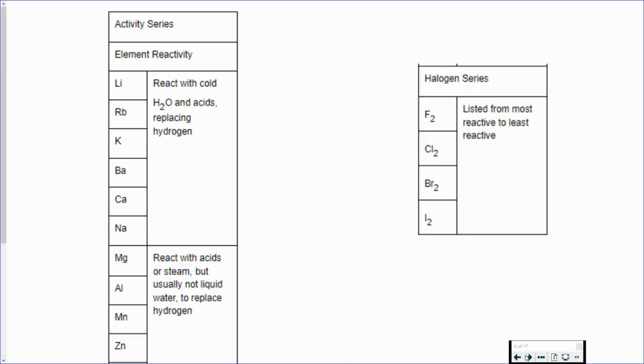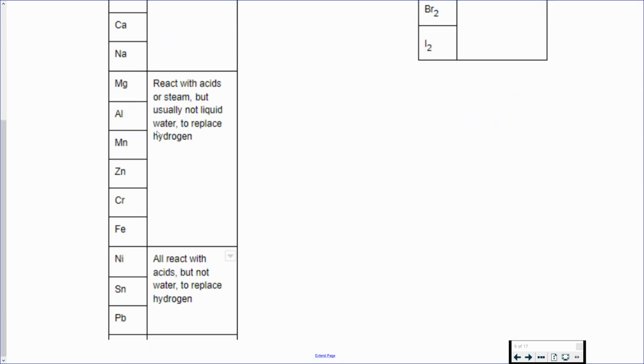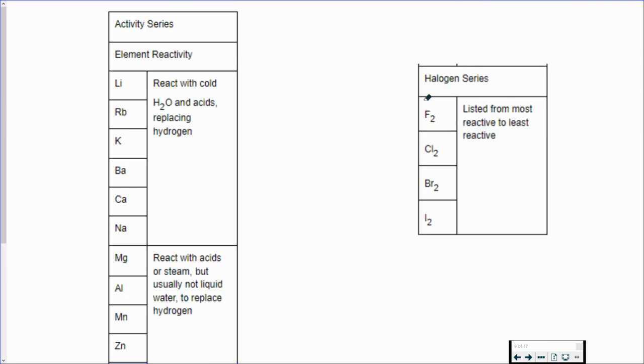So let's talk about the activity series. Right here, I took some shots of what the activity series looks like on the back of your periodic table. On the left-hand side, you can see the metal series. It starts with lithium, it goes down. On here, I have it ending with lead, with Pb. However, it actually continues all the way down until gold. So there's a handful beyond this section that is shown. And then the other way that we will talk about here shortly is the halogen way, and that only deals with these four on the halogen series.